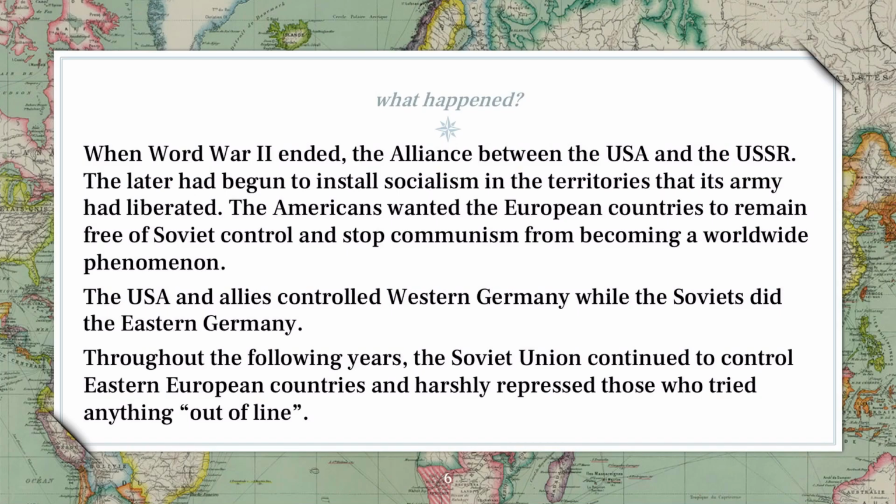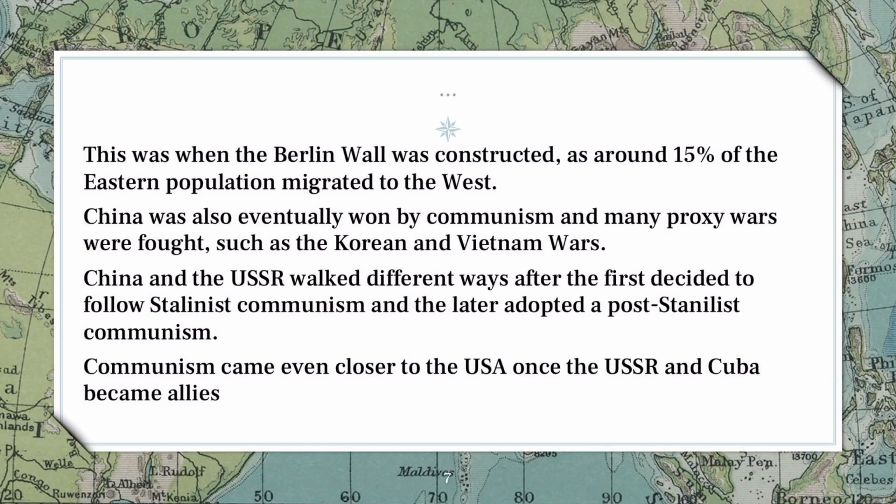Throughout the following years, the Soviet Union continued to control Eastern European countries and harshly repressed those who tried anything out of line. This was when the Berlin Wall was constructed, as around 15% of the eastern population migrated to the West. China was also eventually won by communism, and many proxy wars were fought, such as the Korean and Vietnam Wars.